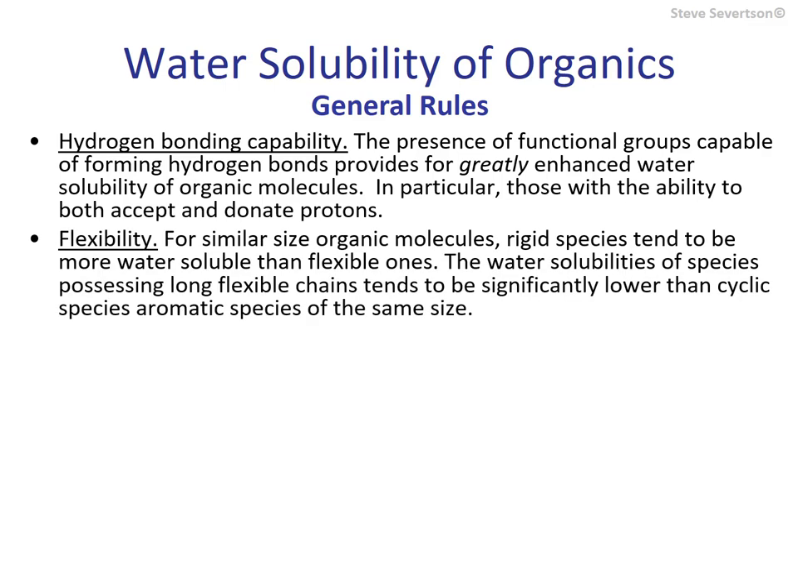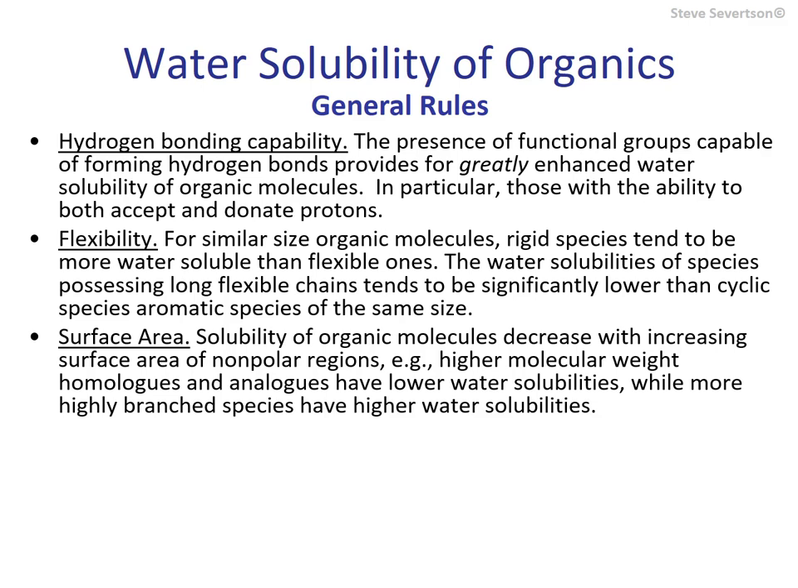Flexibility. For similar size organic molecules, rigid species tend to be more water soluble than flexible ones. This is apparent when comparing the solubilities of linear species with same size cyclic or aromatic structures. Surface area. Solubility of organic molecules decreases with increasing surface area of nonpolar regions. For example, higher molecular weight homologs and analogs have lower water solubilities, while more highly branched species have higher water solubilities.